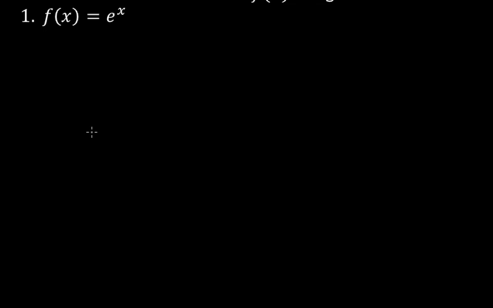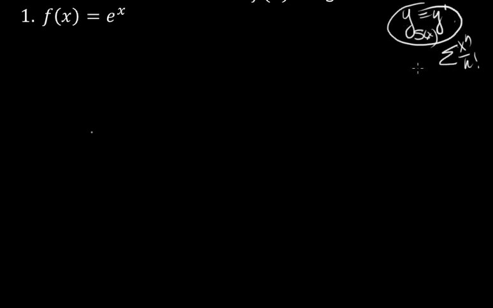When we convinced ourselves that the series sigma x to the n over n factorial was the series for e to the x, we started with the series. I think we called it S of x, the series, sigma x to the n over n factorial. And we showed that this series, this function, was a solution to the differential equation y equals y prime, and that y of 0 was 1. Therefore, we said, oh, it has to be e to the x.